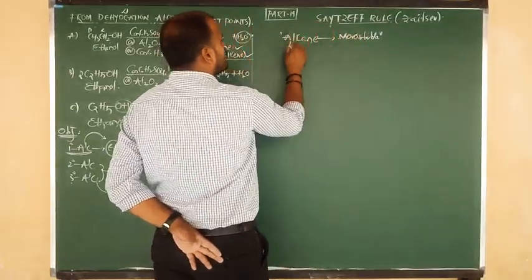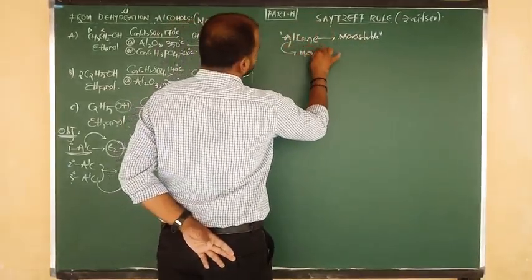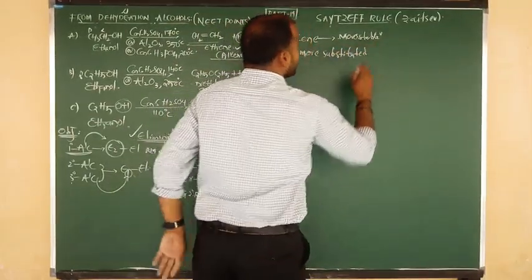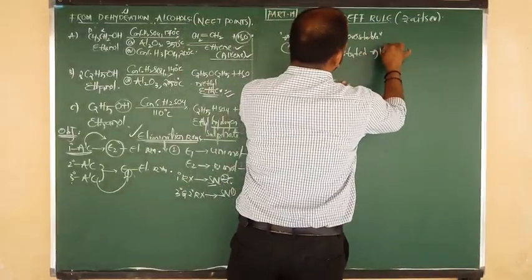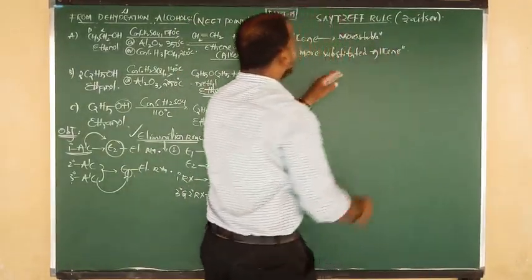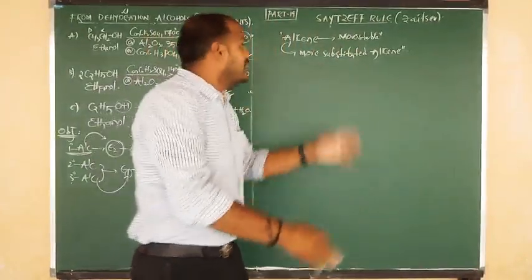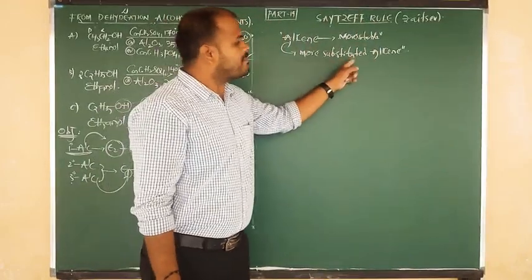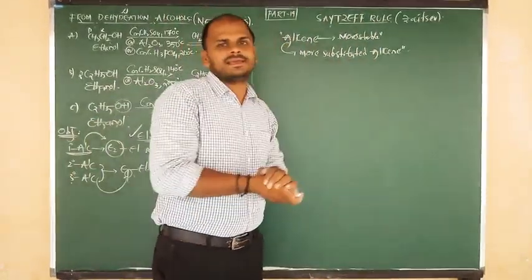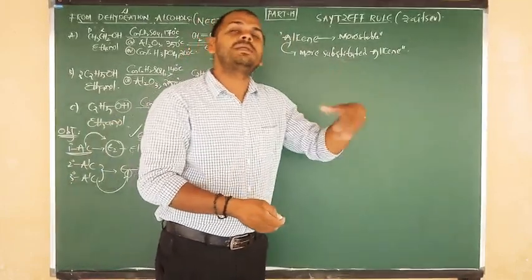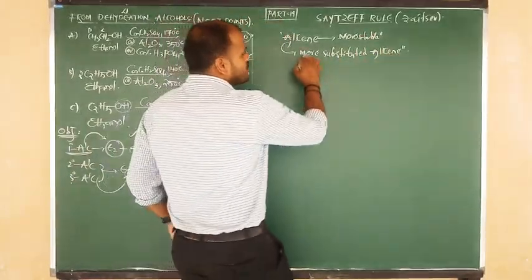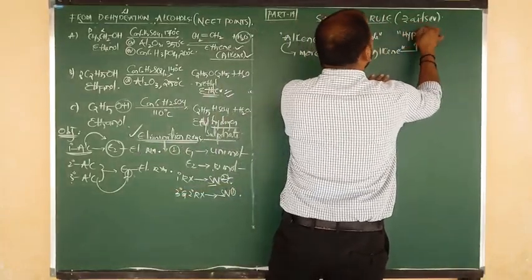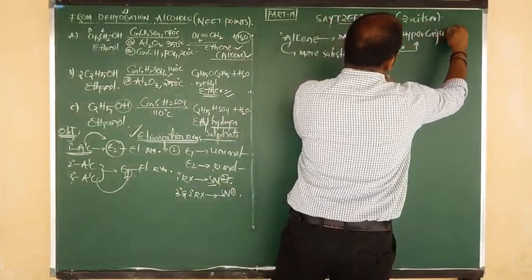According to the rule, the more substituted alkene is more stable. According to Saytzeff's rule, as the number of substituent chains increases, the respective hyperconjugation structures also increase. So the more substituted alkene is more stable due to the mechanism of hyperconjugation. This point you have to remember.